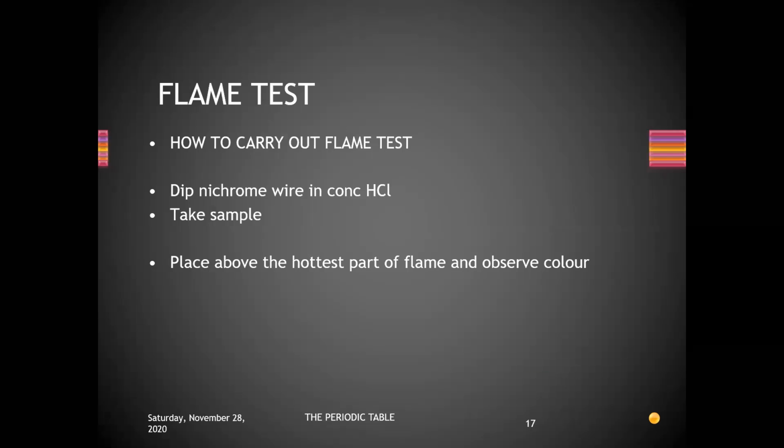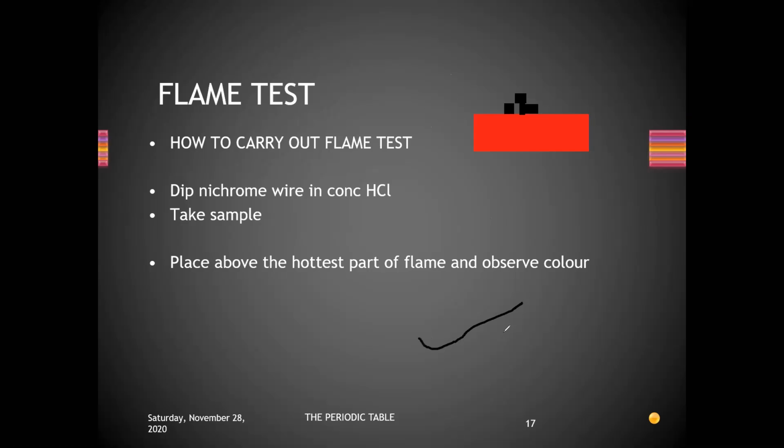So how do we carry out a flame test? For example, say this is a sample. You don't know which element this is. You know it's an alkali metal, but you don't know which element it is. Maybe lithium is there, sodium is there, or potassium is there. So if you want to identify the element present, you will take a nichrome wire.